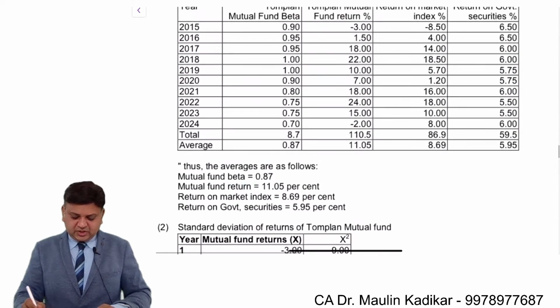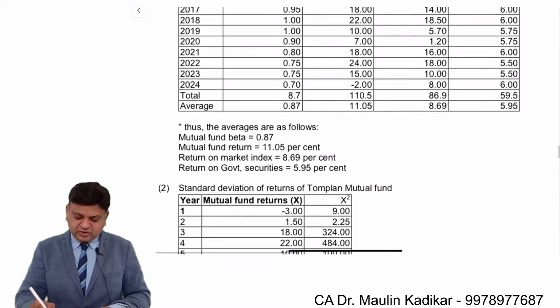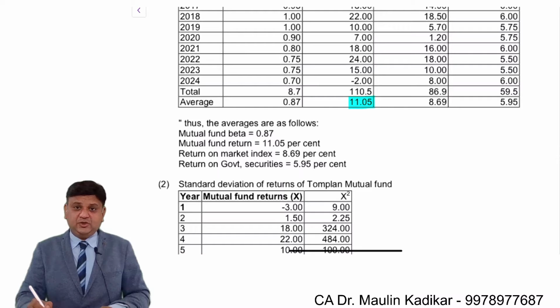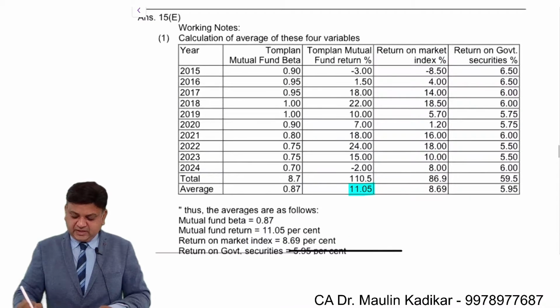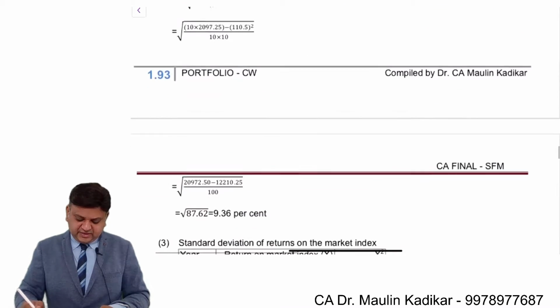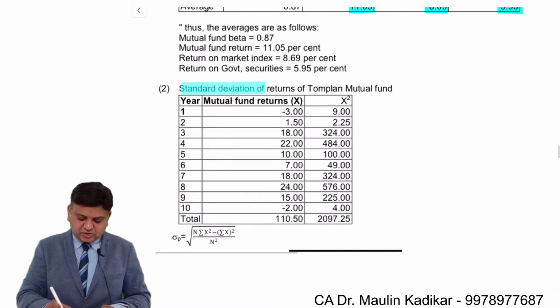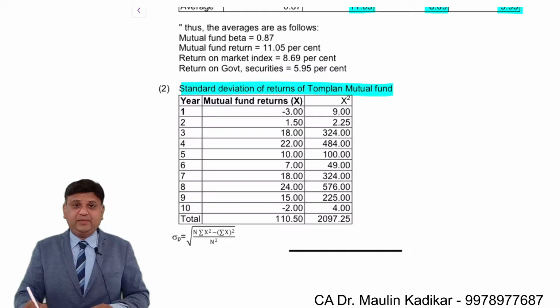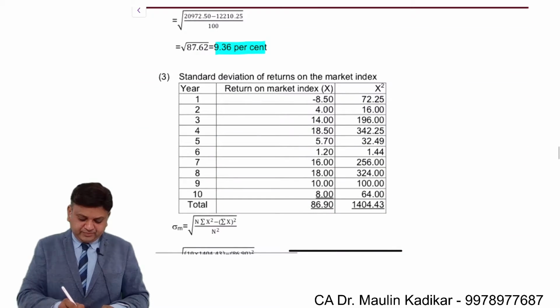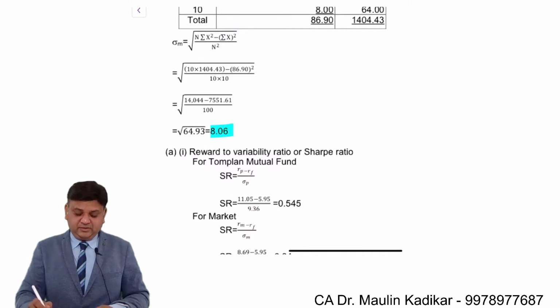I have provided this question along with the answer. We can see that the return of the mutual fund is 11.05, the return of the market portfolio is 8.69, and the risk-free rate of return is 5.95. Then we make the computation of the standard deviation of the portfolio return. That is the second working note: the Tomplan Mutual Fund standard deviation. Then the standard deviation of the market portfolio. That is what we have calculated.